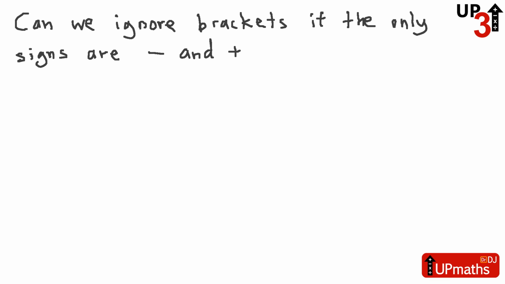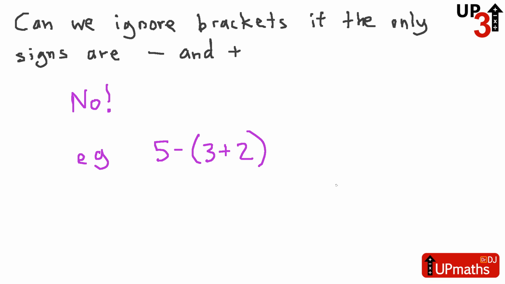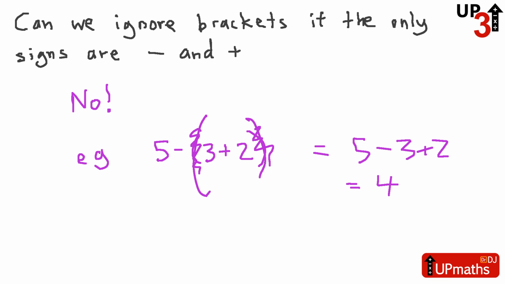Can we ignore brackets if the only signs are plus and minus? This is just a bit of a puzzle. The answer is no, because imagine we just cross these out. That would then be 5 minus 3 plus 2, which is 4. But that's wrong, because if the brackets are there, that's got to be 5 minus 5, which equals 0. So let's just be clear, you cannot ignore brackets if the only signs are minus and plus.